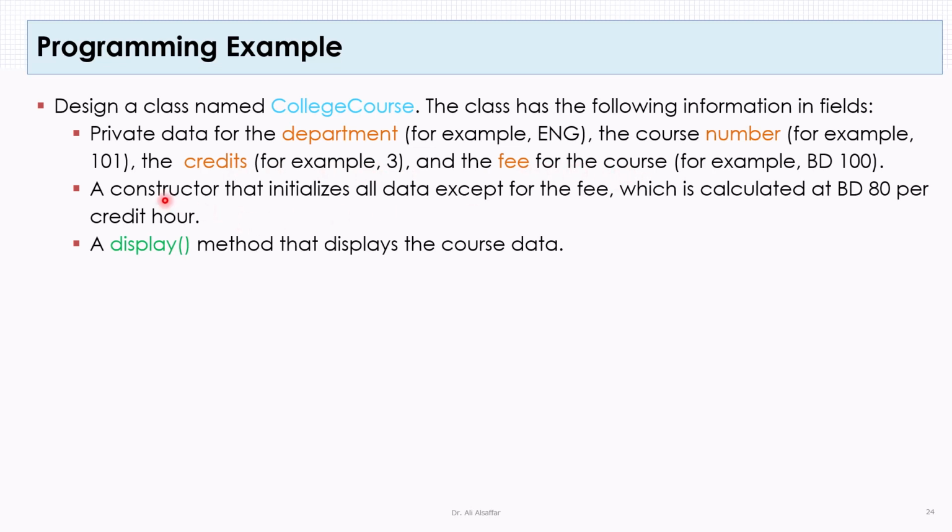Also, we are going to write a constructor for this class that initializes all data except the fee value, which is calculated at BD 80 per credit hour. So we are going to define 80 as a constant. Finally, we write a method called display that displays the course data, which is department, number, credits, and fees. So let us go to JGrasp.